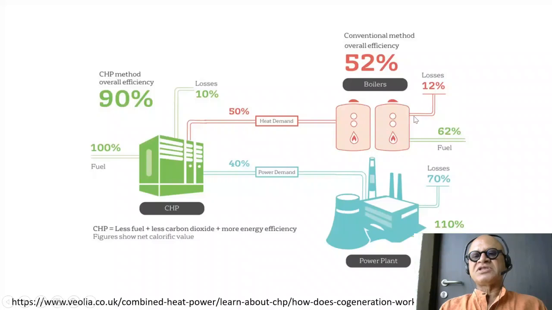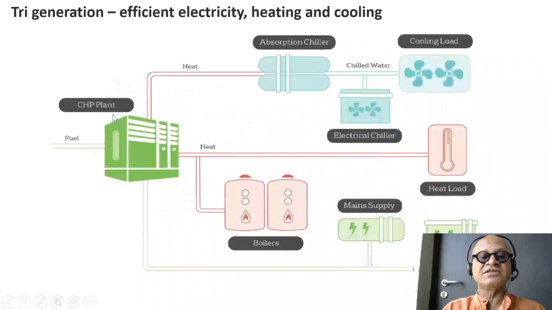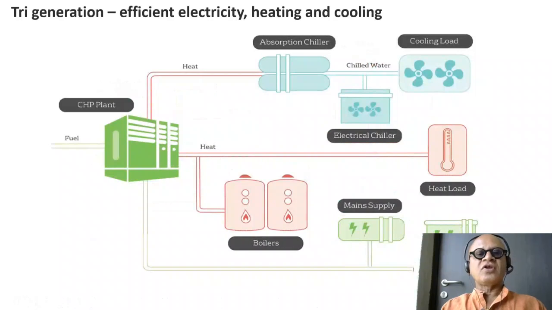So you are meeting 100% by losing 12% and gaining 62%. So 50 plus 62 and 12% loss will give you the operation of the boilers, and the power plant is meeting 40% of the power demand. Okay, so there are the numbers for fossil fuel input and losses. So you can see that the losses here are huge, whereas the CHP has efficiency of 90%. Okay, that's the idea. This is the so-called trigeneration, efficient electricity, heating, and cooling.